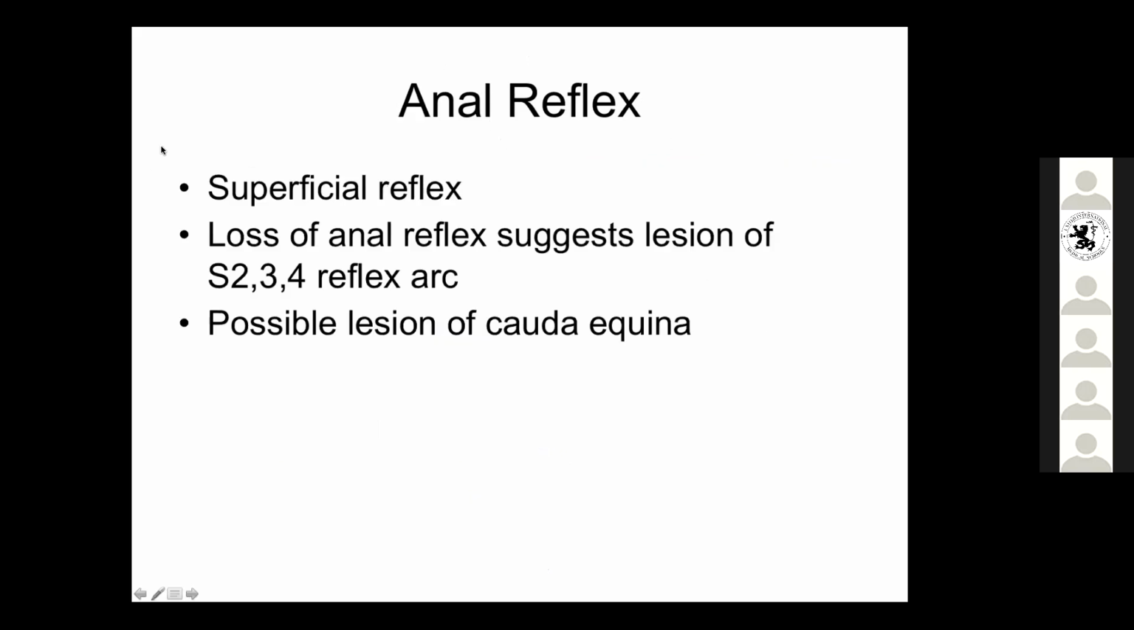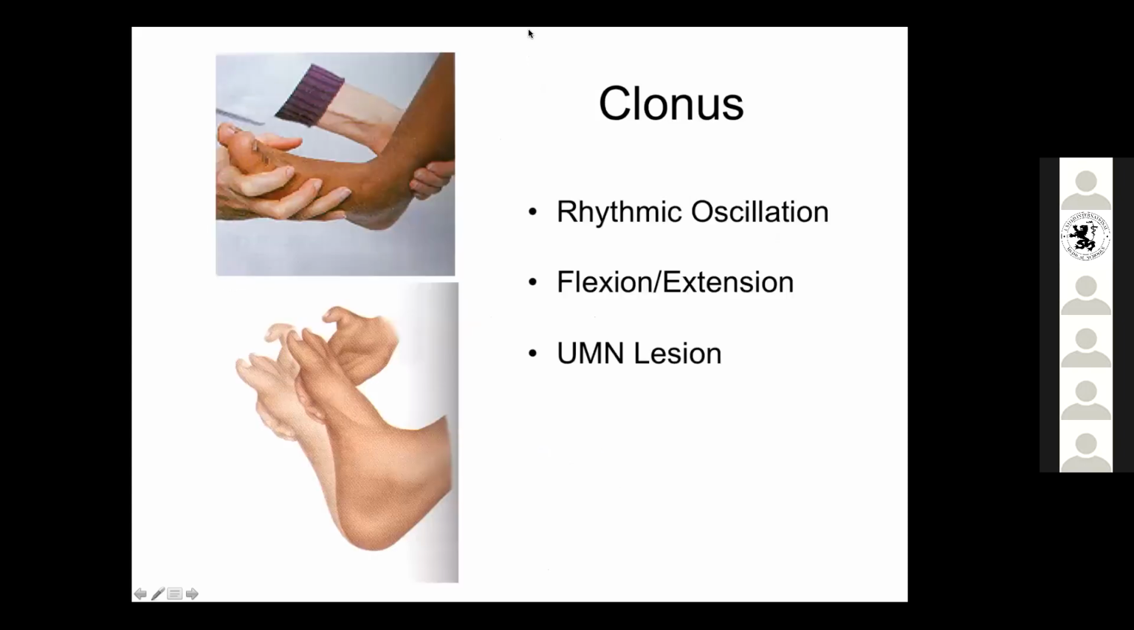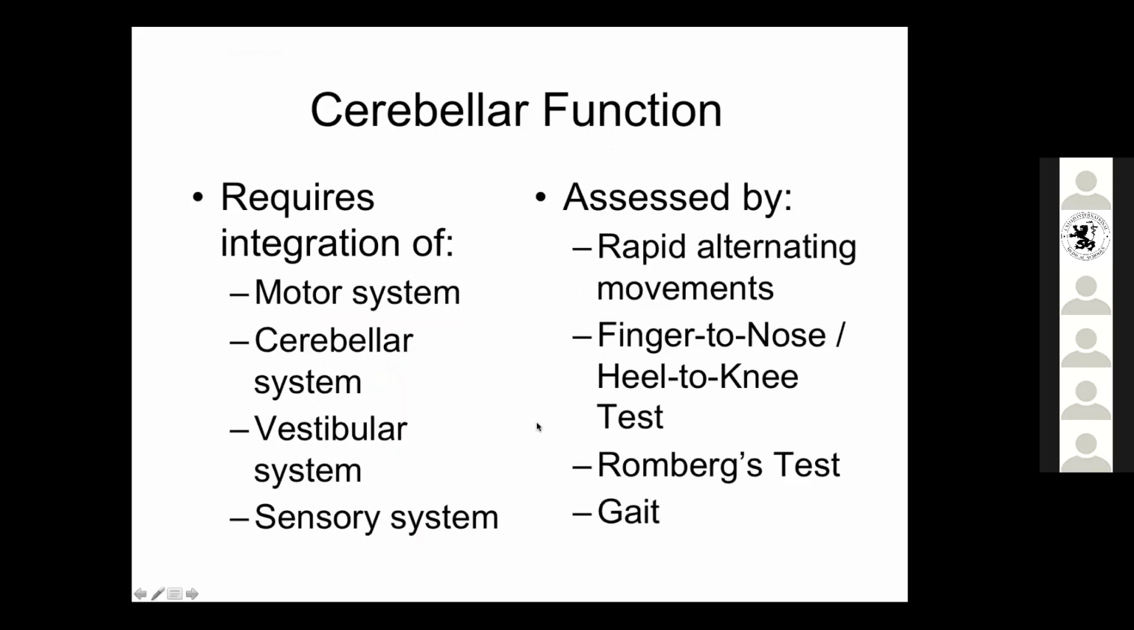Anal reflex is not done, at least by students, but it can help you see if there is a possible lesion of the cauda equina. Clonus is basically rhythmic oscillation, rhythmic contraction of the muscle with flexion and extension, and that suggests an upper motor neuron lesion.